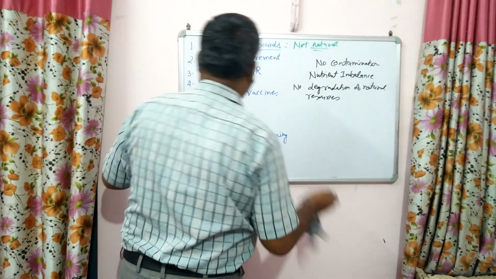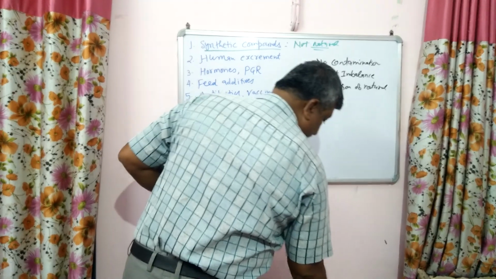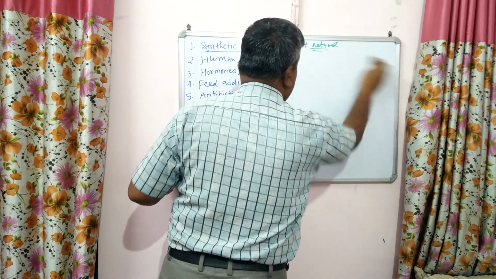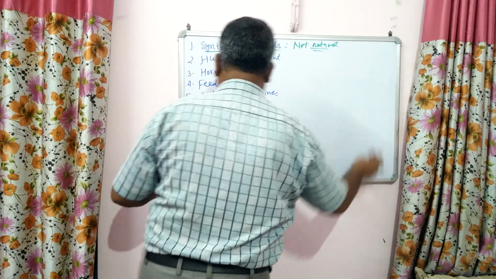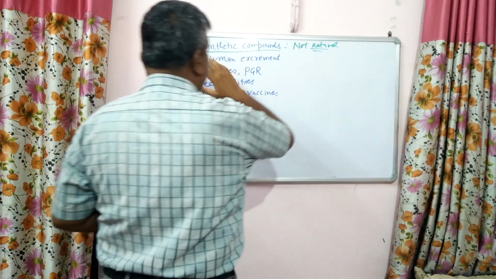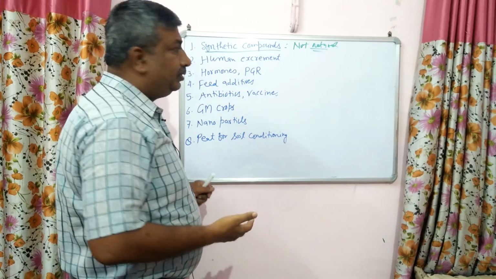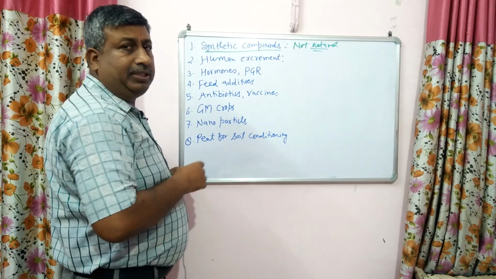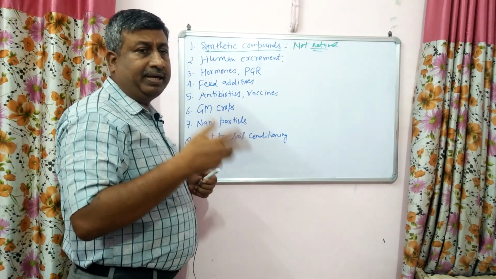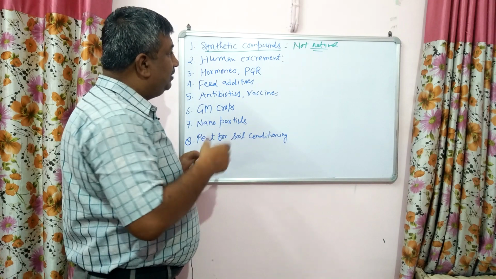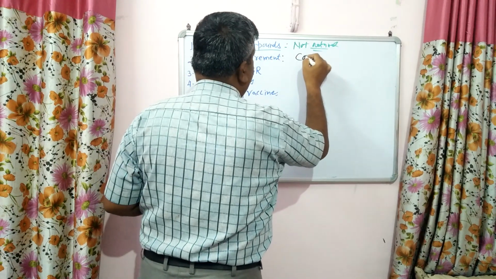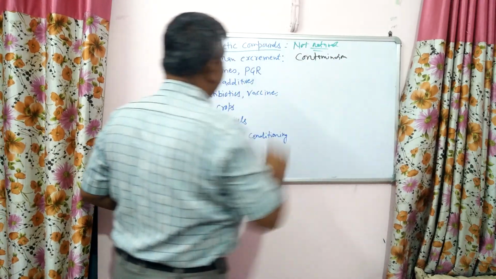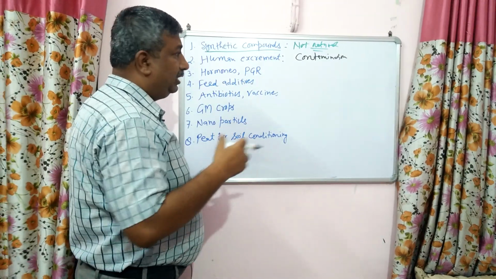Now it is clear why synthetic compounds are not allowed. The reason is that the organic concept is a natural concept: soil is a living, natural biological system with natural cycles. That's why synthetic compounds are not allowed. Another is human excrement. Human sewage is not allowed in organic farming because it carries contamination.